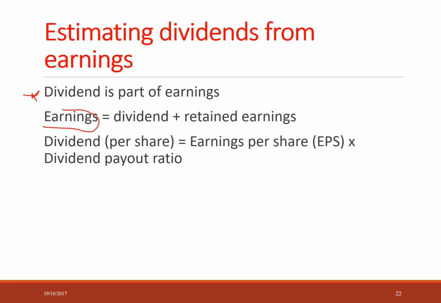So when the firm makes profit, say this is $100 for example, they could either choose to distribute the cash flows to shareholders as dividends, or they could choose to retain the earnings, right, for future investments. As a result, the total earnings would be the sum of dividend payments plus the retained earnings. Also, the dividend per share is just the earnings per share times the dividend payout ratio, right? So it's the same idea as here.